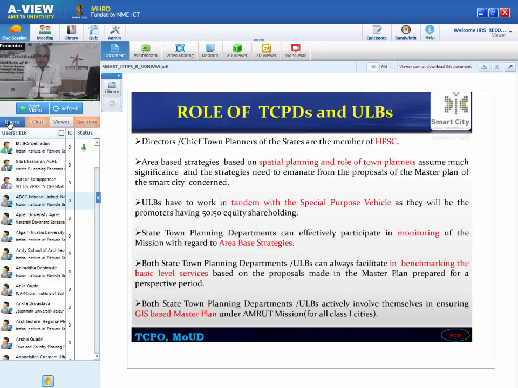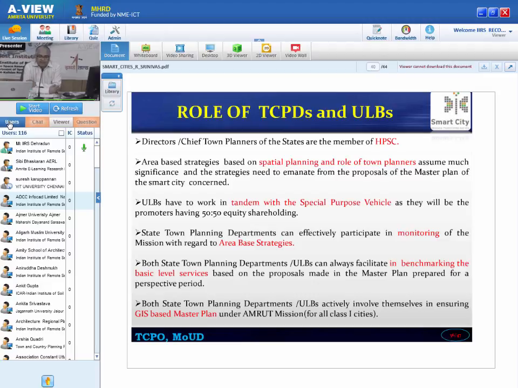So under Amrit Mission, all class 1 cities, all cities with more than 1 lakh population, are going to prepare a GIS based master plan. The moment you say GIS based master plan, automatically one can say that the state town planning department and urban local bodies will have a very important role in preparing it. For all class 1 cities, including the smart cities, they have to prepare the master plan based on GIS technology, and as per the reforms highlighted in Amrit Mission, they need to prepare it within 4 years. But that 4 years can be further reduced. 48 months, or 4 years, have been given.